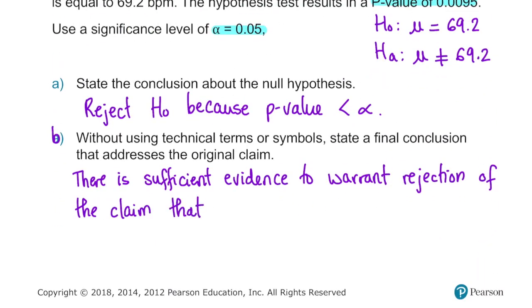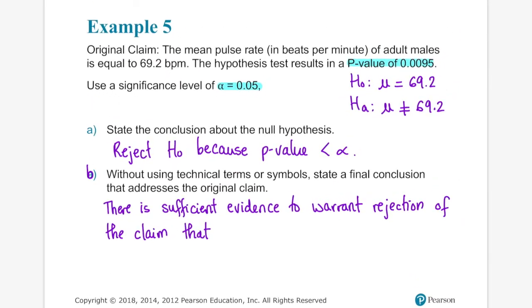Now I am going to insert my original claim. The mean pulse rate of adult males is equal to 69.2.